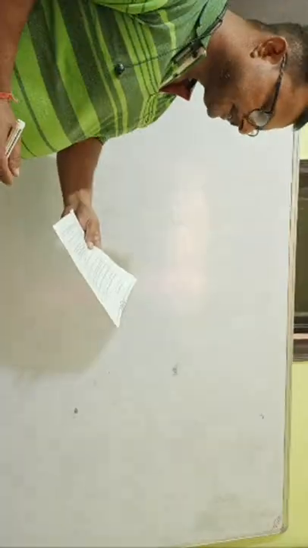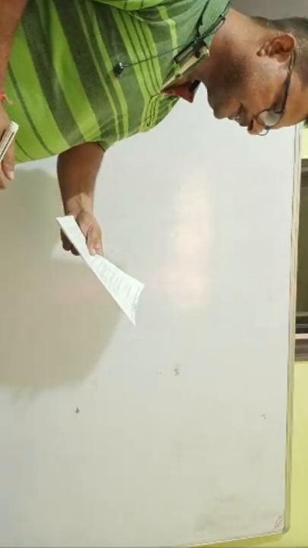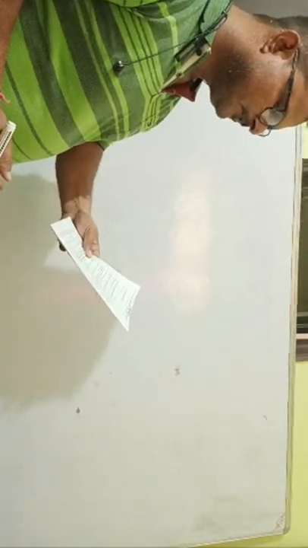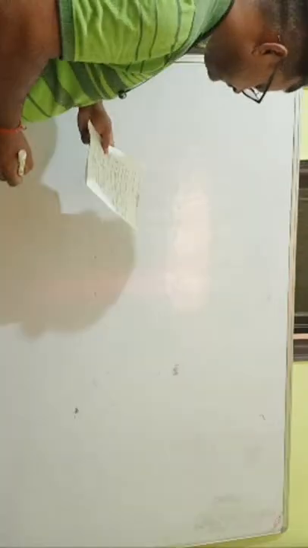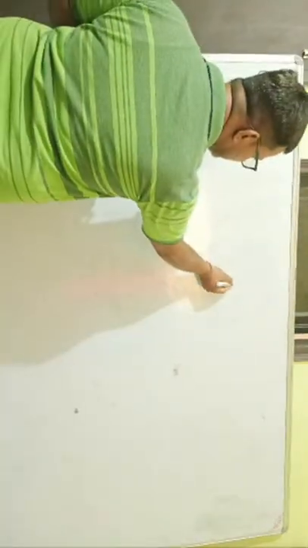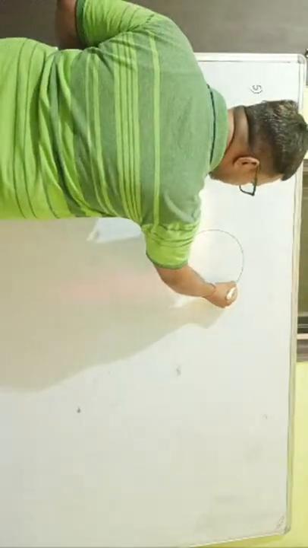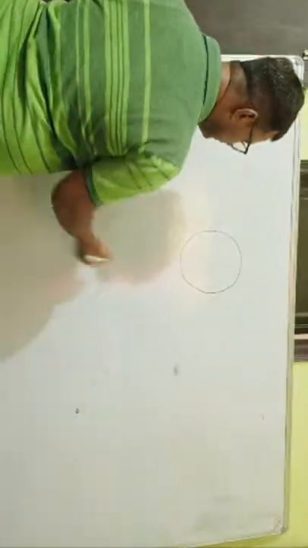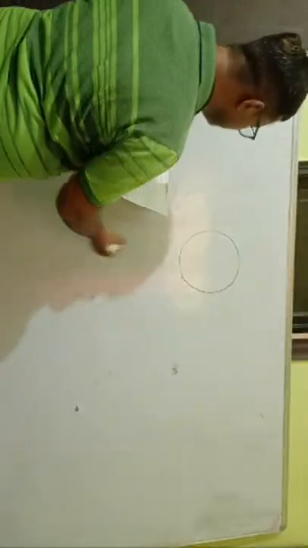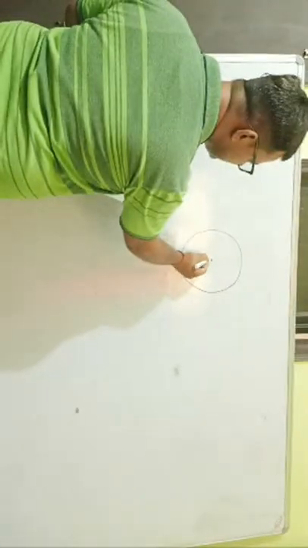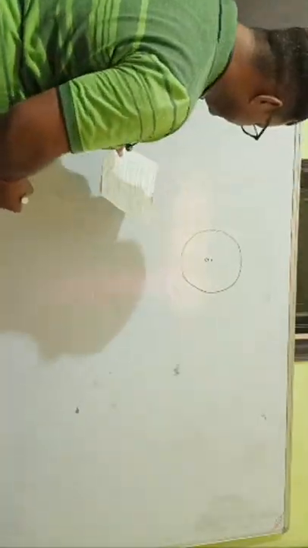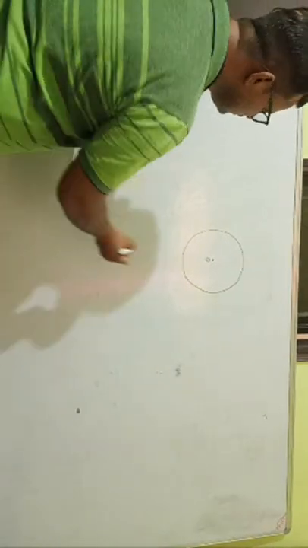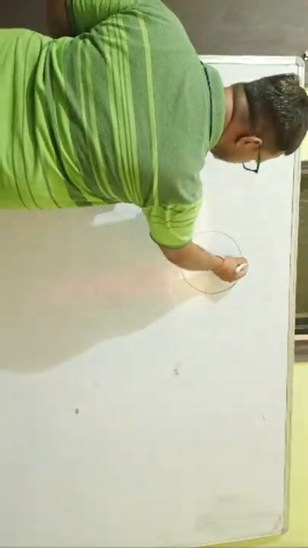Let C be a circle with center O. T be a point on the circle. See, question number 5. It is of the circle chapter. There will be a circle. Draw a circle. While you have to draw, you use a compass. Now you observe, O is the center. Write down O. T is a point on the circle. Choose any point T here. Suppose I am choosing T here.